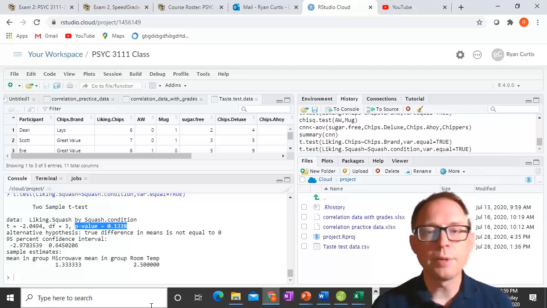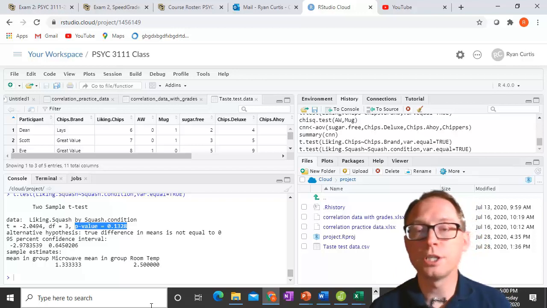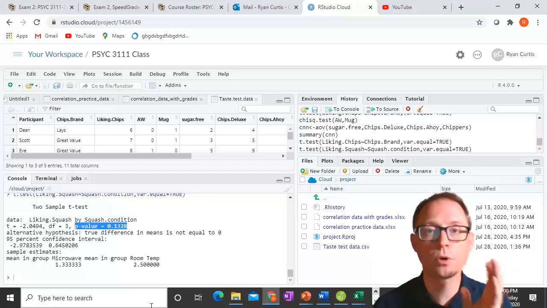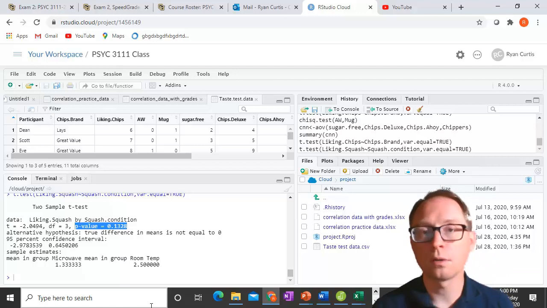Okay, I hope you enjoyed that. Let me just show you really quickly how to run a one-way analysis of variance. You would do this if you have 2 or more levels of a predictor or independent variable, and a continuous dependent variable. So we have to have a categorical independent variable, which can have 2 or more levels, and then 1 continuous dependent variable.